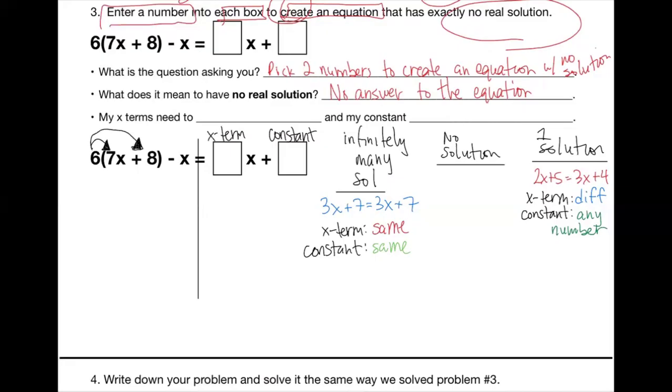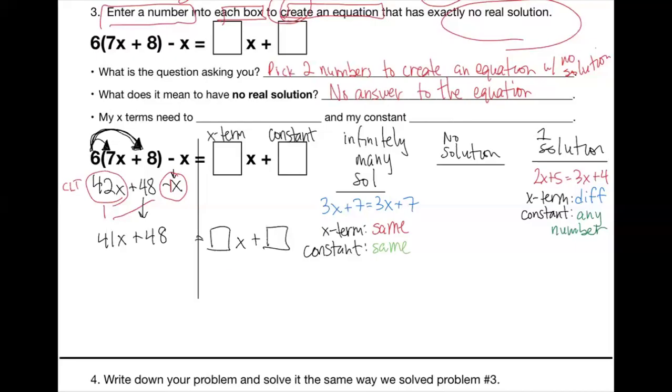I'm going to multiply. 6 times 7 is 42x. 6 times 8 is 48. And then I have a minus x. Now, once we get here, we're going to combine like terms, and that's a minus 1x. So I can combine my 42x with a minus 1x. 42 minus 1 is 41x. Bring down my 48 equals something x plus something.